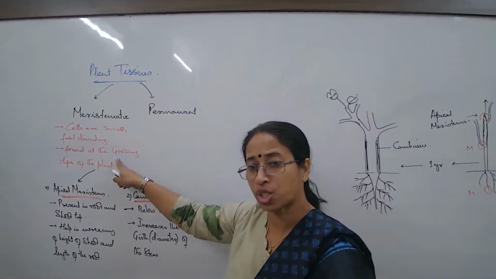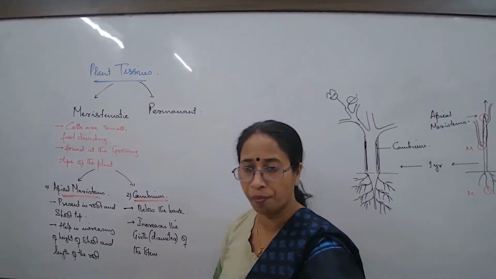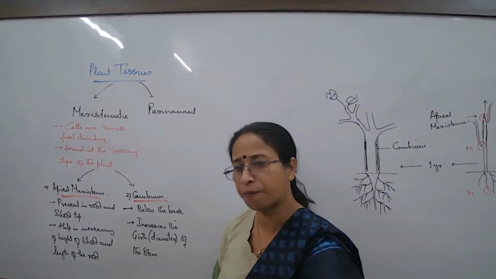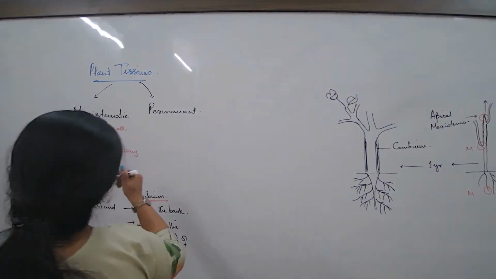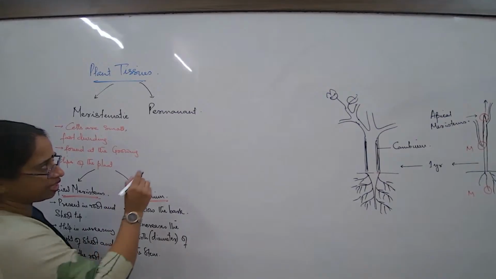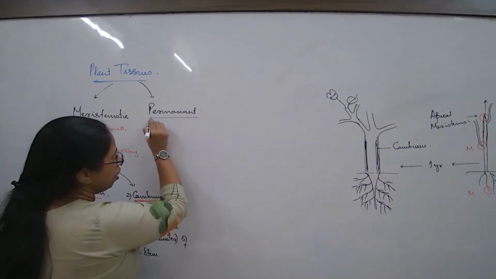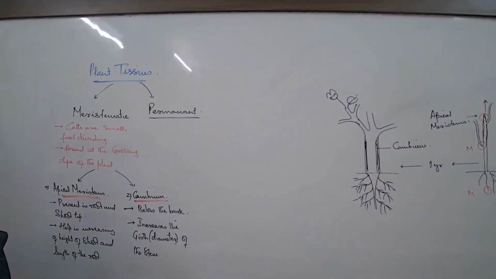Where are meristematic tissues present? Always at the growing tips of the plant. What do they help the plant in? Growth. Okay, so this is meristematic. Then now let us talk about the permanent tissues. What are the different types of permanent tissues? What are their features? What are the common features of permanent tissues?